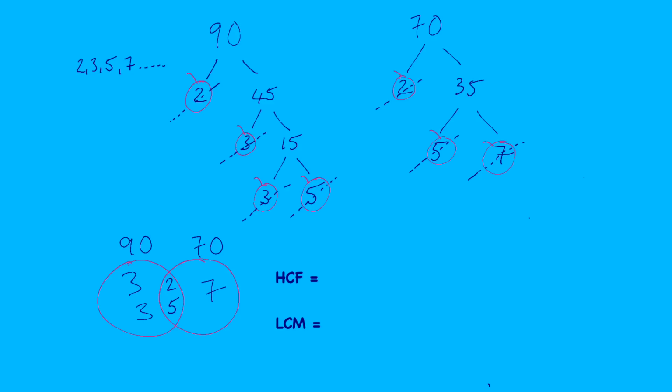So the HCF is the numbers in the overlap, so that's 2 times 5, which is 10. And then all the numbers I can see, which are 3, 3, 2, 5 and 7, make the LCM. So the LCM is 630.